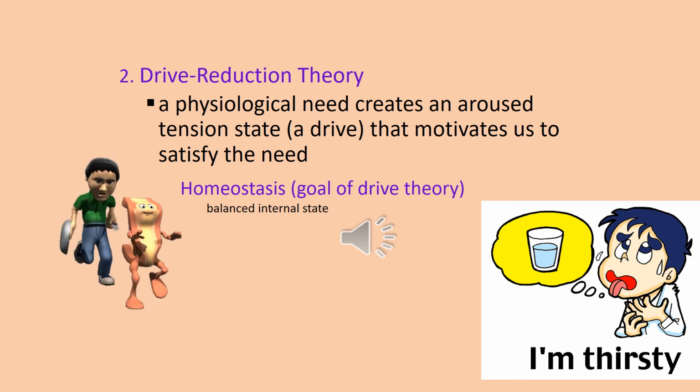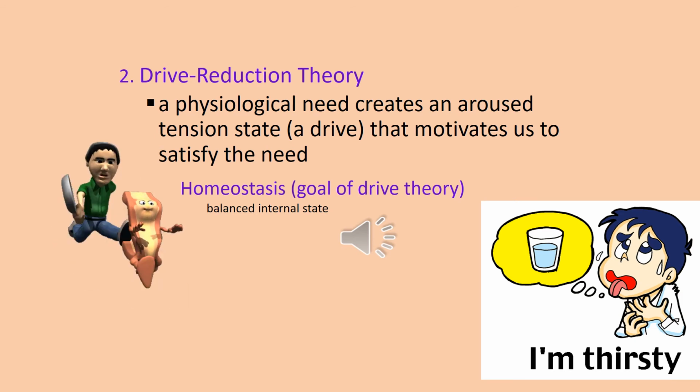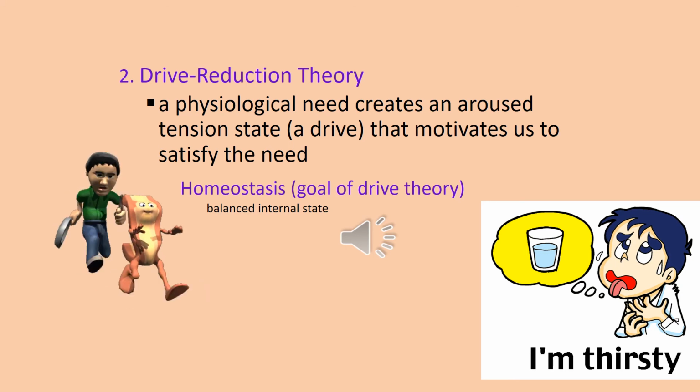The goal of this theory is homeostasis, having an internal balance. You don't want to be too full and you don't want to be too hungry. You want that normalcy, that internal balance. You don't want to be too cold and you don't want to be too hot. So if you're cold, you might find a blanket or a coat. If you're too hot, you may take the coat off. But we want that internal state, that homeostasis.